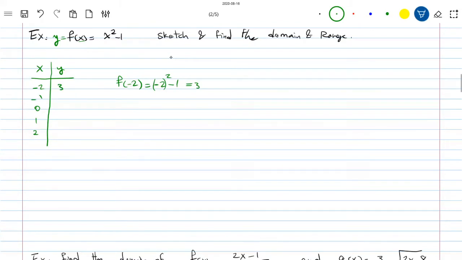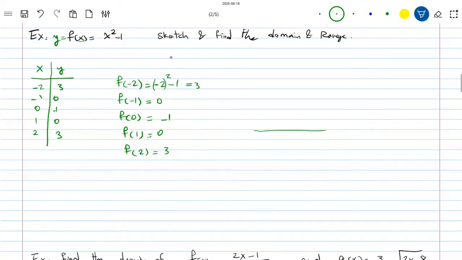At -2, I have a y value of 3. If you calculate f of -1, you'll get 0. If you calculate f of 0, you'll get -1. F of 1 becomes 0, and f of 2 is simply 3. So you'll get 0, -1, 0, and 3. So I have a bunch of points.